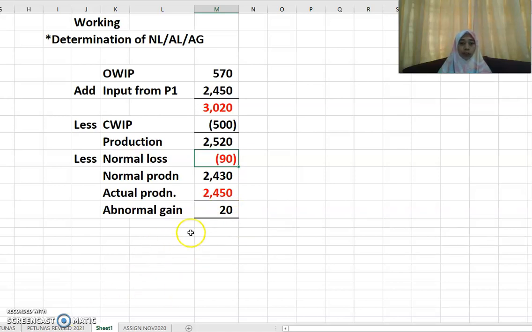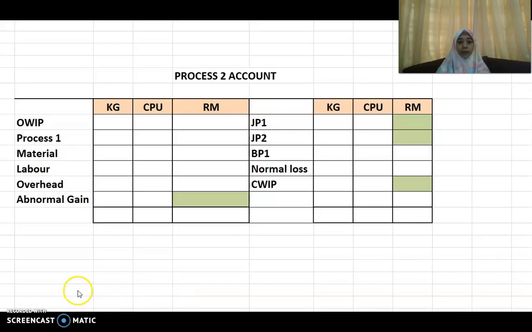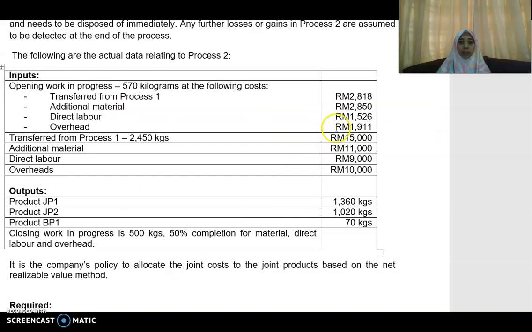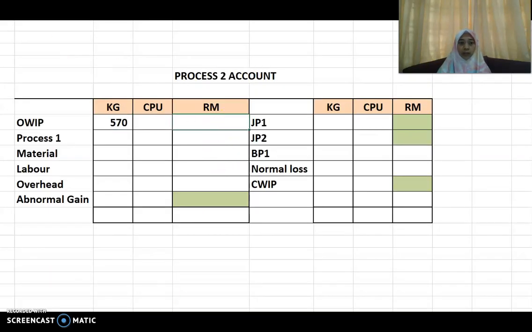Okay, so once you have worked out the quantity, then only you prepare the account. Next, you prepare your process account. From your process account, your opening work in progress, put in the quantity that you've got from the question just now as 570, and then you total up all this: the 2818 plus 2850 plus 1526 and 1911.